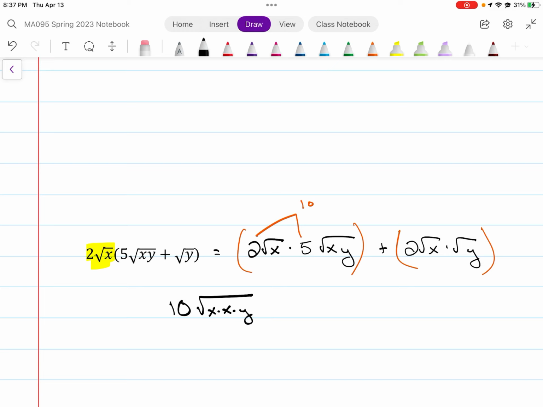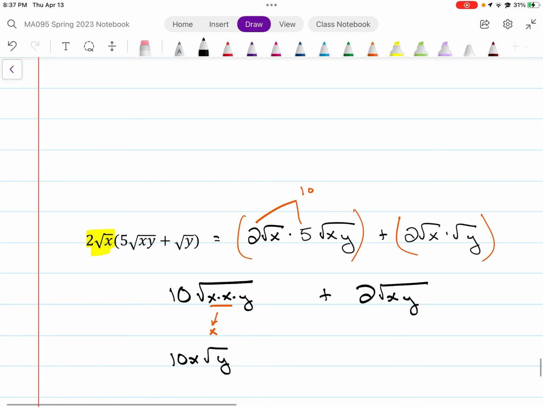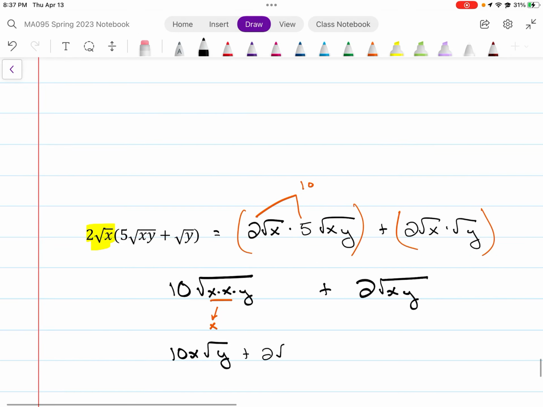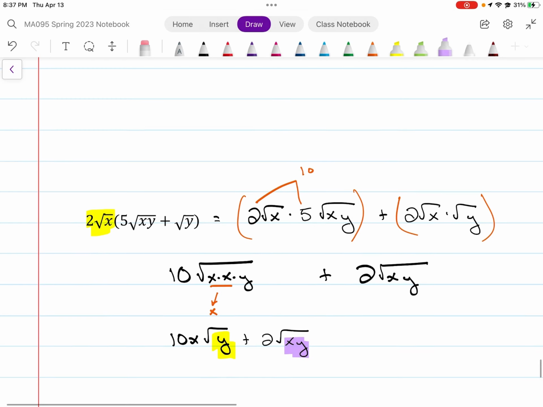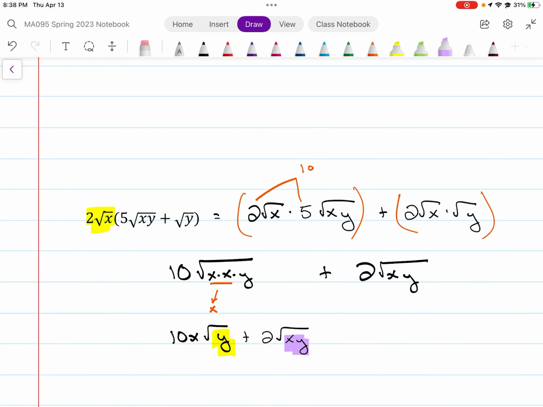Now what happens when we get x times x under a radical? It comes out and just makes an x. So this becomes 10x square root of y. That's the first term. All right, plus the second term, we've just got 2 square root of xy, like that. So we can just bring that down, plus 2 square root of xy. Now the radicand is different. y and xy are different. So I colored a different color because they don't go together. Same index, but different radicand.